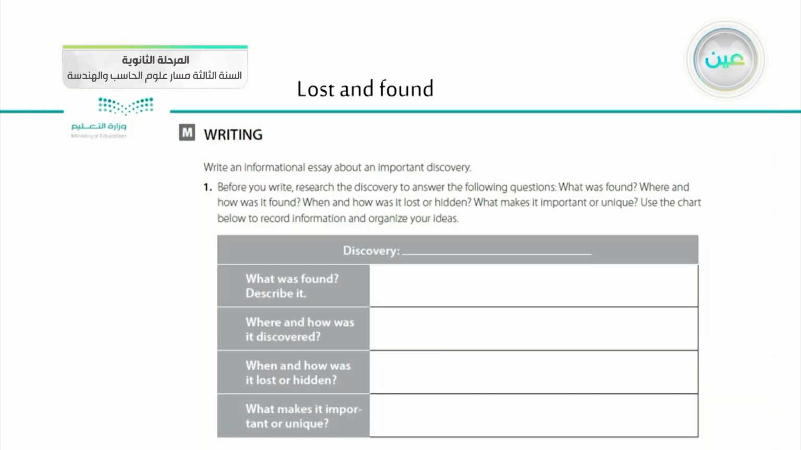After you finish writing your own personal narrative, you can check the workbook on page 64. You have here another example where you are asked to write an informational essay about an important discovery. Here, in the chart, as you can see, we have the name of the discovery and some of the criteria that you can go through. For example, number 1, what was found? Describe it. Name the things. Where and how was it discovered? Number 3, when and how was it lost or hidden? The last one, what makes it important or unique? You can answer the questions in this chart. Then after that, start writing your informational essay.